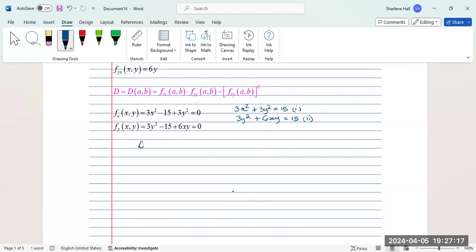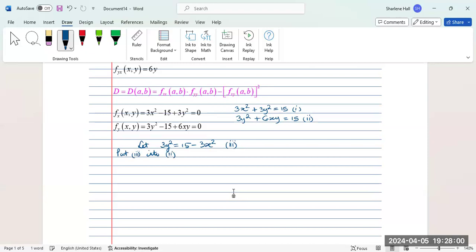So I'm going to let 3y squared equal 15 minus 3x squared. And I'm going to call that equation 3. Look at equation 1 and see if when I transpose equation 1, I end up with that as equation 3. Yes, sir. Hold on. And then now I'm going to try and put equation 3 into equation 2.